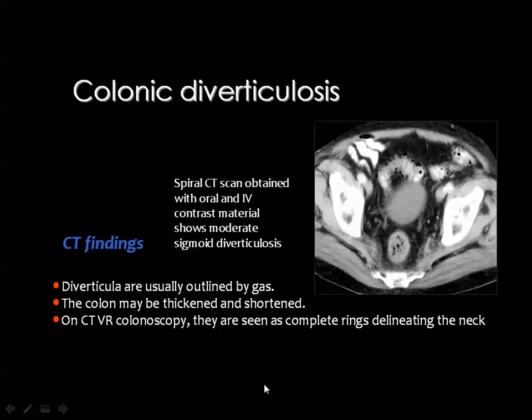And CT scan as well as MRI can diagnose colonic diverticulosis, and this is an easy procedure. If you look at this CT scan, you can see this is the sigmoid colon, and you can easily identify small pockets filled with air along the colonic wall, and this is diagnostic of diverticular disease of the colon.